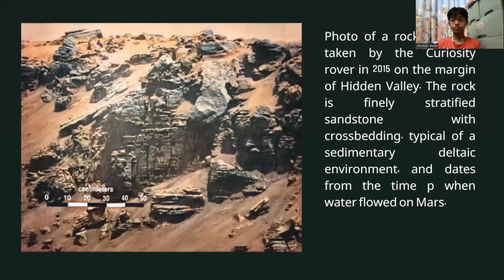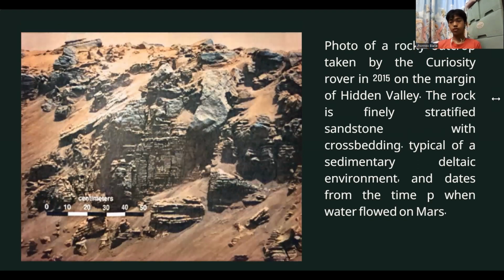Next, photo of a rocky outcrop taken by the Curiosity rover in 2015 on the margin of Hidden Valley. The rock is finely stratified sandstone, with crossbedding typical of a sedimentary detrital environment, and dates from the time when water flowed on Mars.